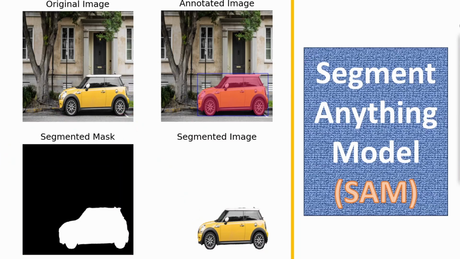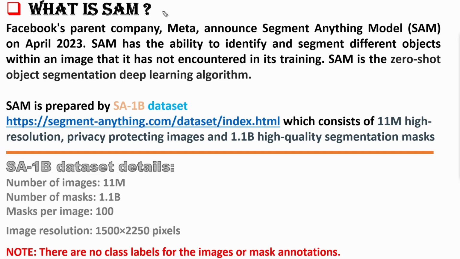Before going to the implementation, I would like to show you some basic information about the Segment Anything Model. So the first question is, what is SAM? SAM was recently announced by Facebook's parent company Meta this April, and SAM has the ability to identify and segment different objects within an image that it has not encountered in its training. SAM is a zero-shot object segmentation deep learning algorithm, and SAM is trained on the SA-1B dataset, and here you can see the link for the SA-1B dataset.